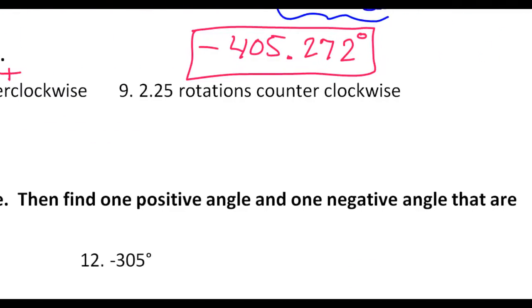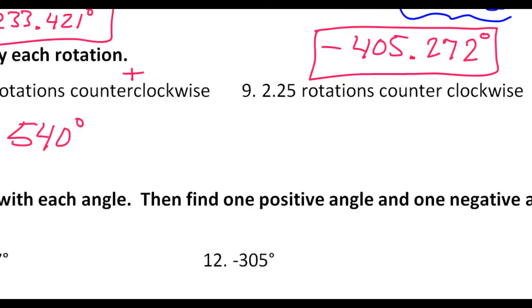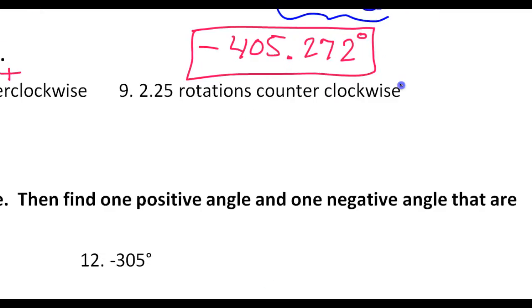Okay, number 9. 2.25 rotations counterclockwise. Again, counterclockwise is a positive rotation, so keep that in the back of your mind. 2.25, well, 0.25 is 1/4. So this is 2 1/4 rotations. So let's look at that.